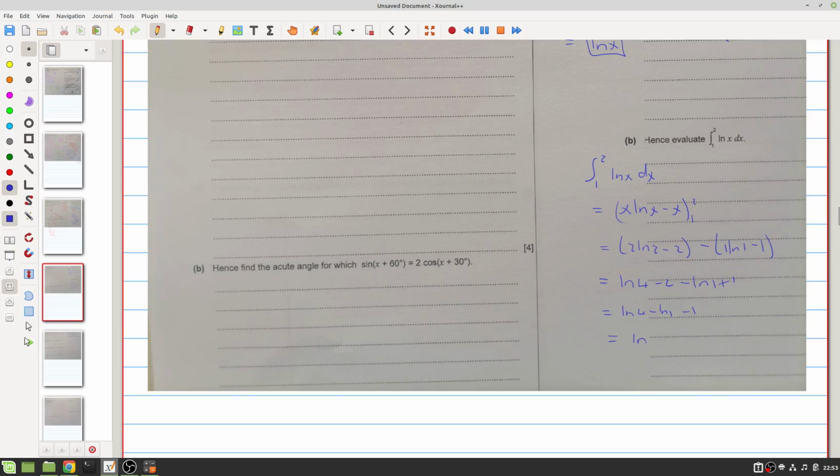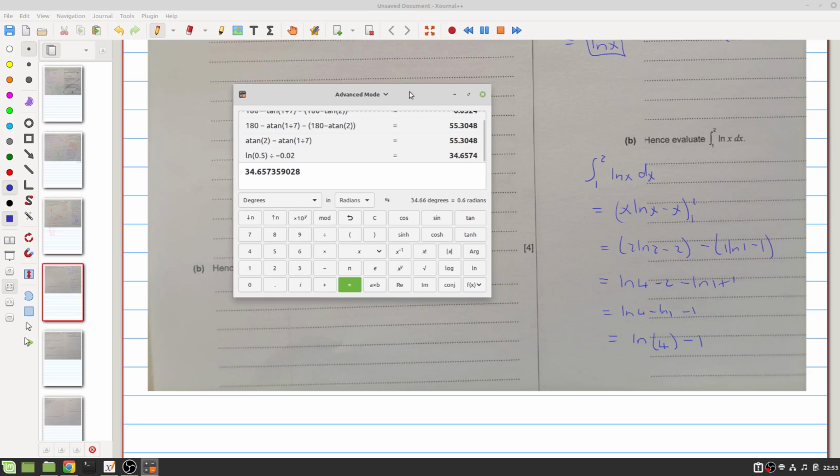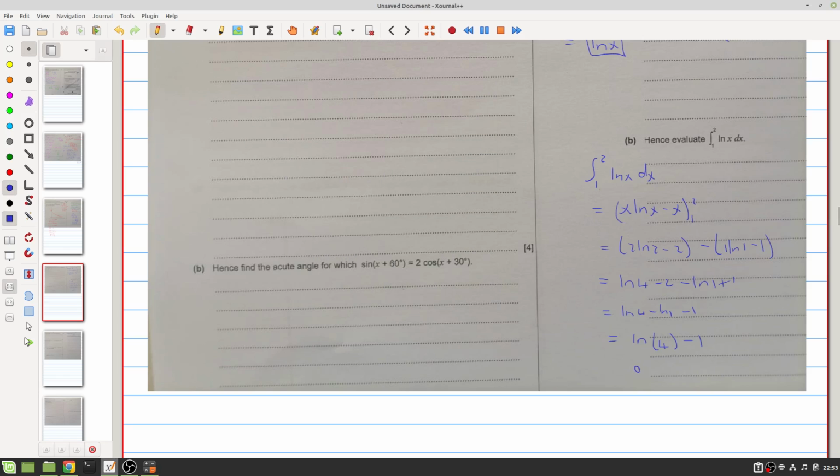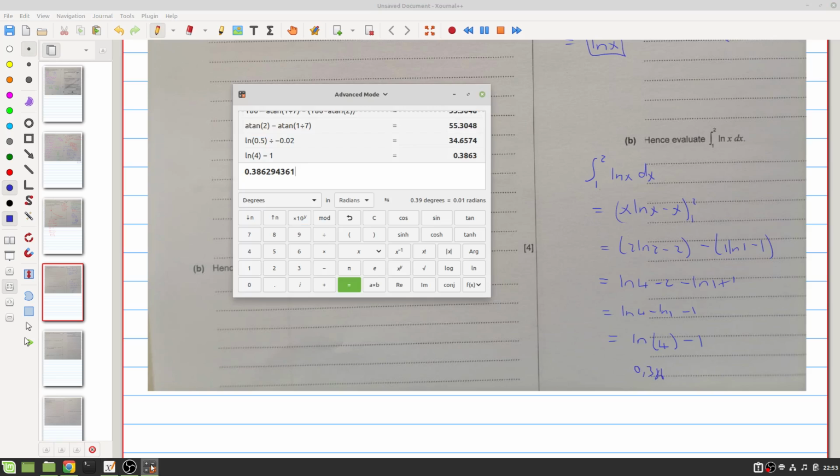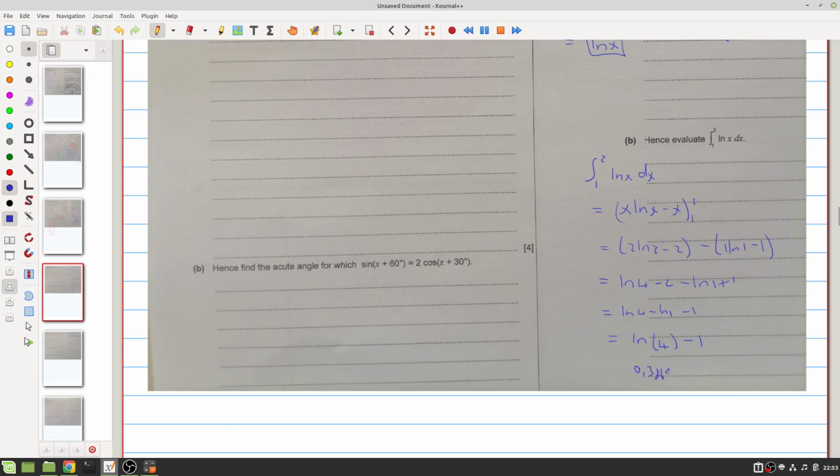And again, we can write this as a single ln. Ln 4 minus ln 1 is going to be ln 4 divided by 1, so that's just ln 4 minus 1. And there we go, that's your answer. And if you wanted to see what that looks like in decimal, we can do that. So ln 4 minus 1 is 0.3863. Well, 0.386 is fine for 3 significant figures, right?